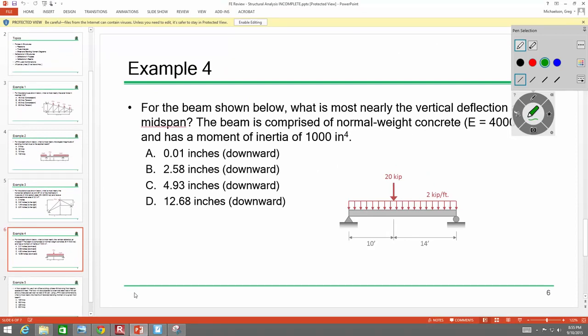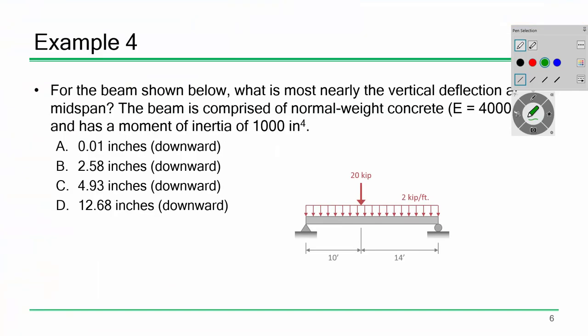Everybody good? All right. I've got one more fundamental structural analysis problem, and then I think we're good on the rote stuff, and we'll do some stuff that's a little more straightforward. Okay. So for the beams shown below, what is most nearly the vertical deflection at midspan? The beam is comprised of normal weight concrete, so it's 4,000 KSI concrete for the modulus of elasticity, and it has a moment of inertia of 1,000 inches to the fourth. So its I value is 1,000 inches to the fourth. Okay? And here are a number of answers.